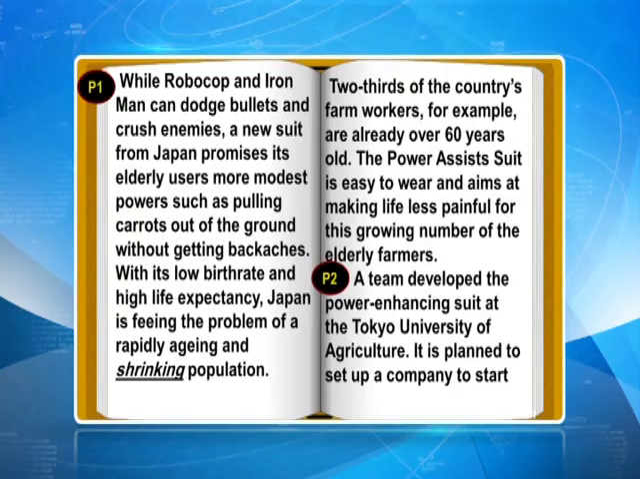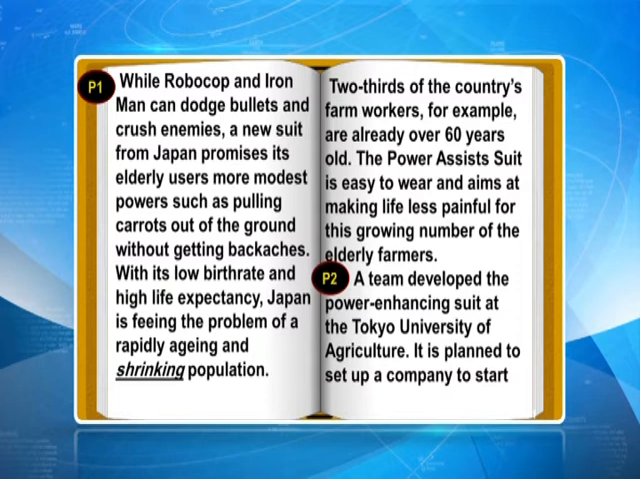While Robocop and Iron Man can dodge bullets and crush enemies, a new suit from Japan promises its elderly users more modest powers, such as pulling carrots out of the ground without getting backaches. With its low birth rate and high life expectancy, Japan is feeling the problem of a rapidly aging and shrinking population. Two thirds of the country's farm workers, for example, are already over 30 years old. The Power Assist suit is easy to wear and aims at making life less painful for this growing number of the elderly farmers.